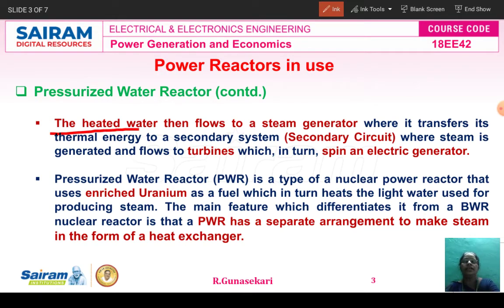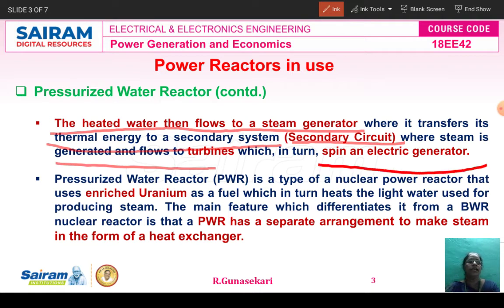Then the heated water flows to the steam generator, where it transfers its thermal energy to the secondary system, called the secondary circuit, where the steam is generated and flows to the turbine, which spins the electric generator.